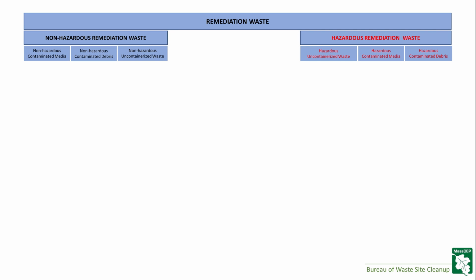Similarly, over on the hazardous waste side, we see that we can have hazardous contaminated media, we can have hazardous contaminated debris, and we can have hazardous uncontainerized waste. The difference between hazardous uncontainerized waste and non-hazardous uncontainerized waste is specific to the nature of the waste itself. You have to know what it is and where it came from in order to determine whether it's hazardous waste or not.